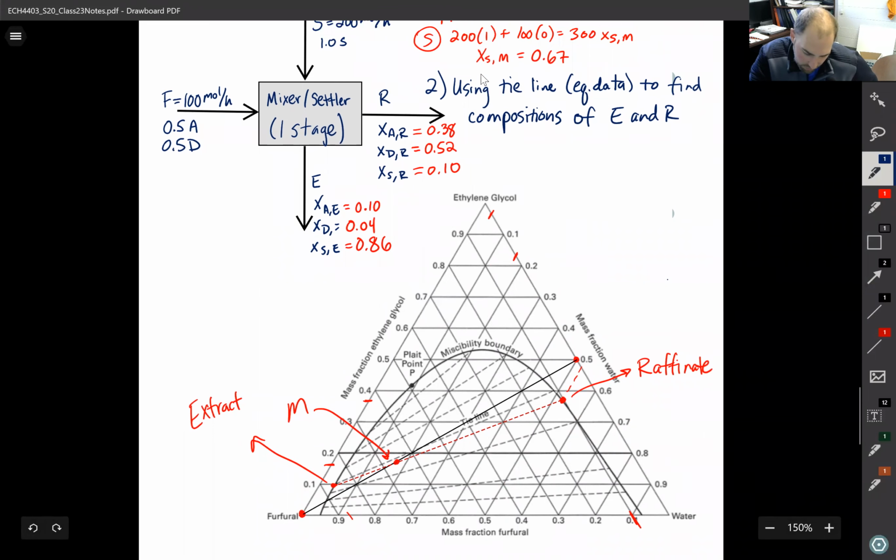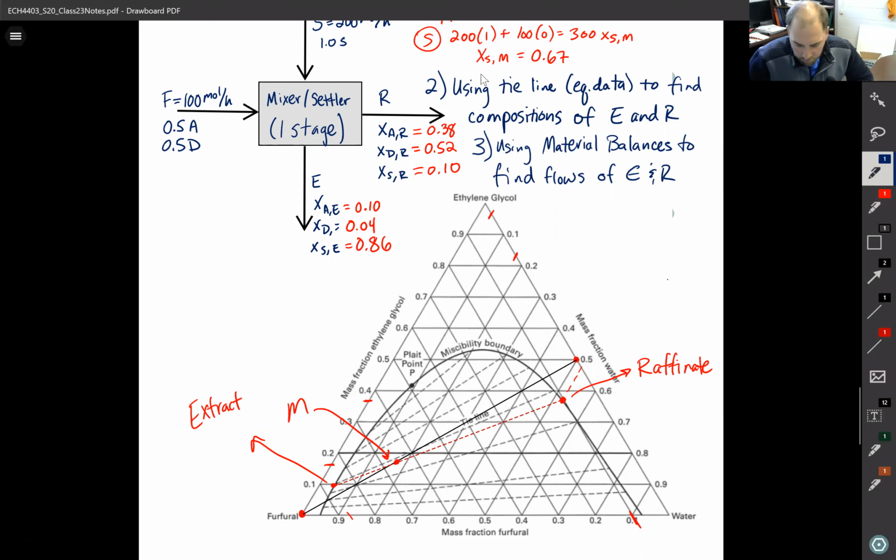The third and final step of solving this problem is using material balances again. Use material balances to find the flow rates of extract and raffinate, to find flows of E and R. Okay, so two unknowns, extract and raffinate. So I need two equations. My degree of freedom analysis would tell me that.